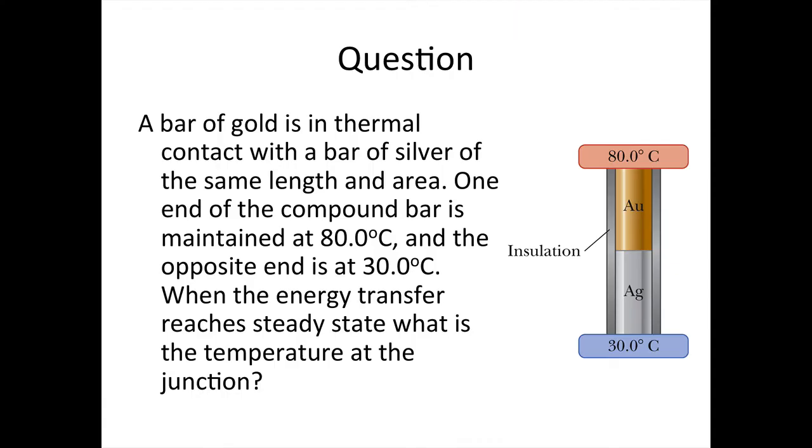So now there's a question for you to try. You have a bar of gold in thermal contact with a bar of silver of the same length and area. One end of the compound bar is maintained at 80 degrees C and the opposite end at 30 degrees C. When the energy transfer reaches steady state, what is the temperature at the junction?